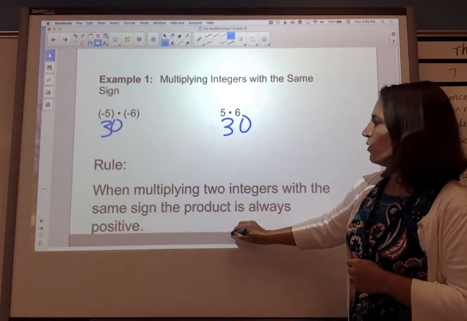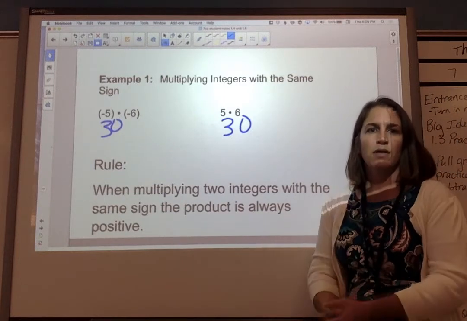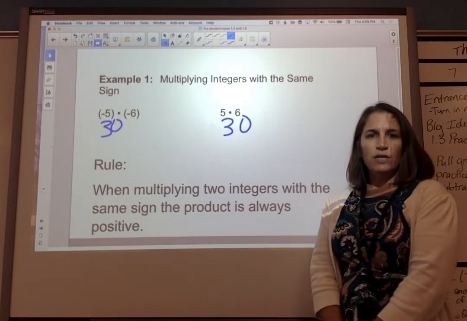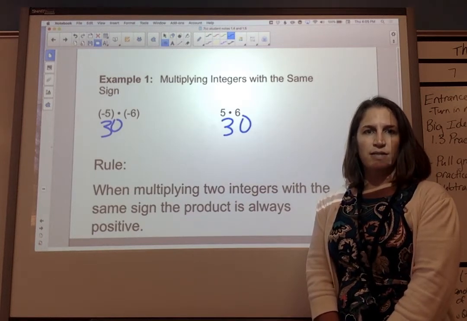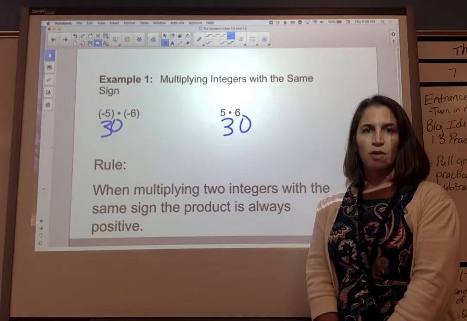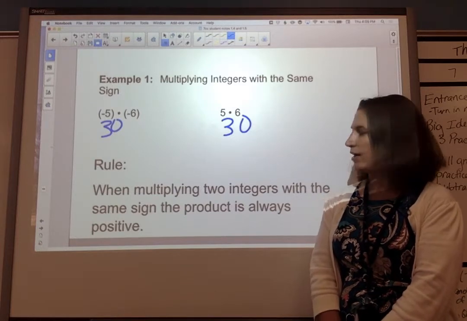There we go. Let's go ahead and write a rule. When multiplying two integers with the same sign, the product is always positive. So go ahead and take some time and pause and write this down.